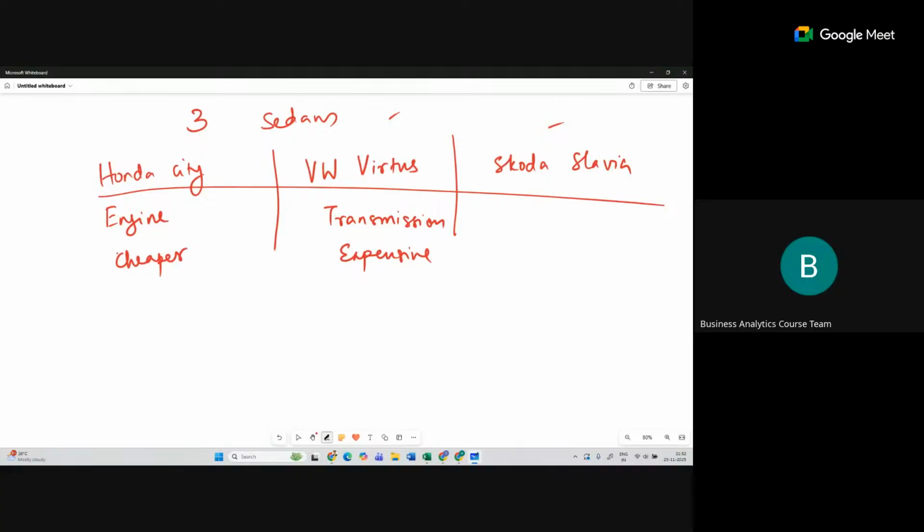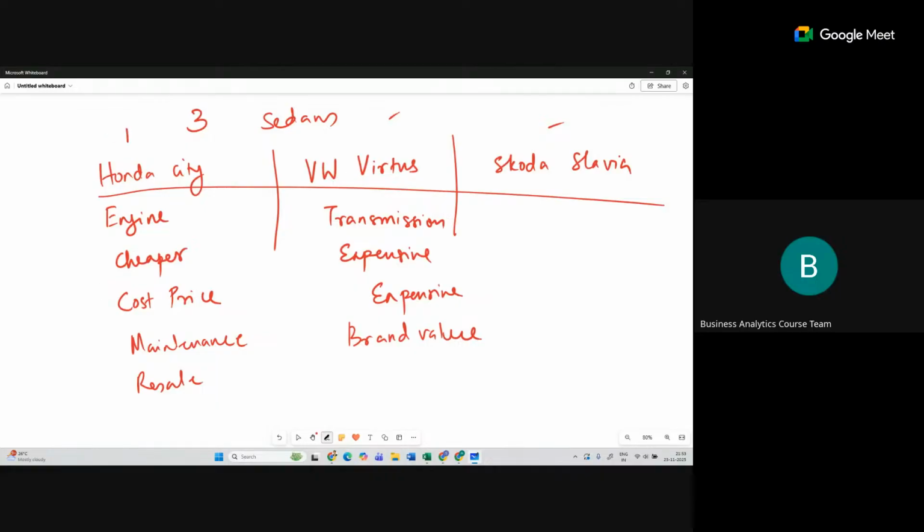So Honda will try to take inputs and outputs. The cost price is cheaper. This is expensive. What else can we take? Maintenance. Brand value. Resale. So you have a lot of parameters. You can classify something as input, something as output, and then check which is more efficient.